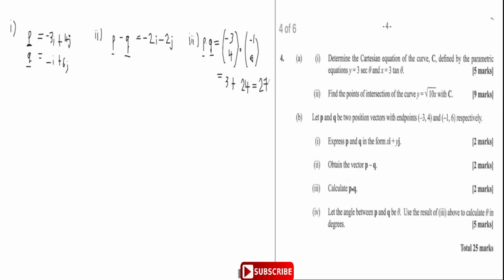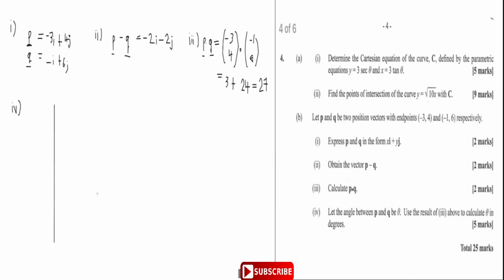Now the next thing it says is, let the angle between p and q be theta. Use the result of 3 above to calculate theta in degrees. So part 4. Now to find theta, there's a simple formula we're going to use, but before we do that, I just want to put a diagrammatic sketch of what is happening.